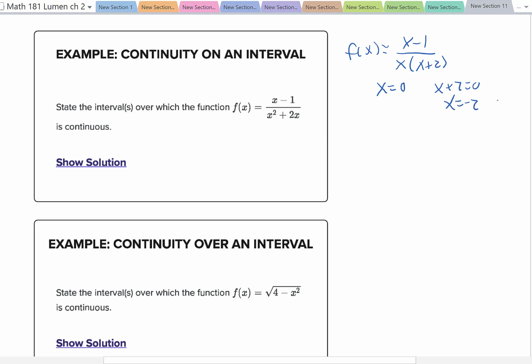So that means this is continuous everywhere except 0 and negative 2. So it's going to go from negative infinity to negative 2, with parentheses of course, negative 2 to 0, and then 0 to infinity. And if you're not used to these U symbols, that means union. We're joining these different intervals with the union. So what this is saying is it's continuous everywhere except at negative 2 and 0, and this is how we write it symbolically.